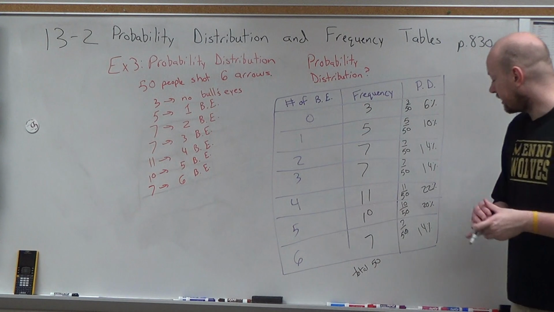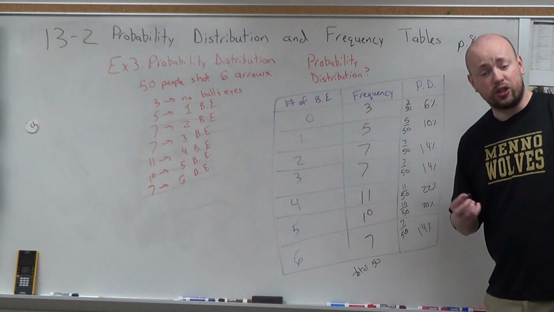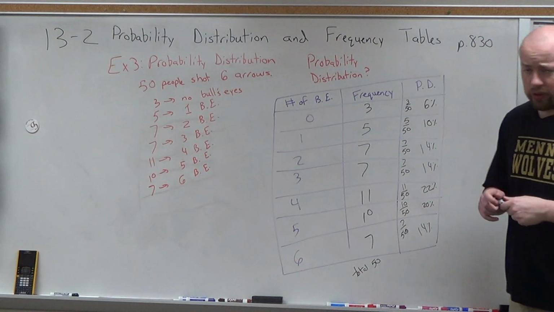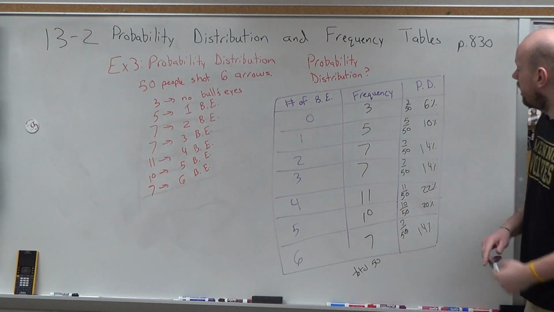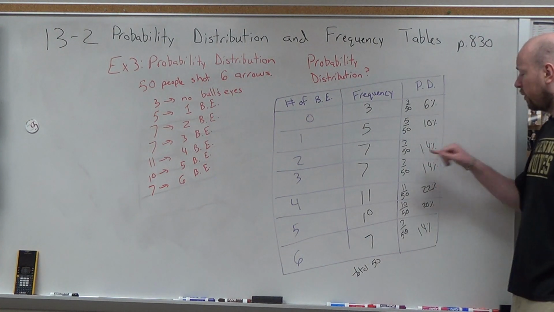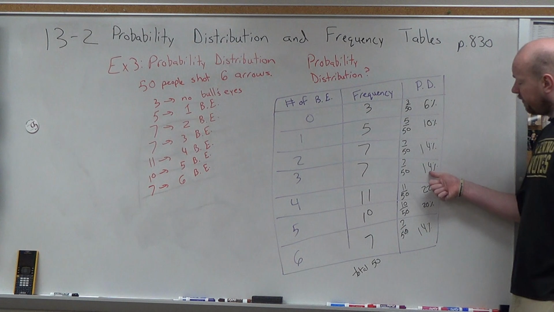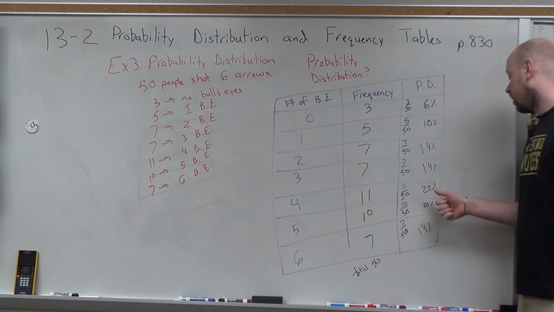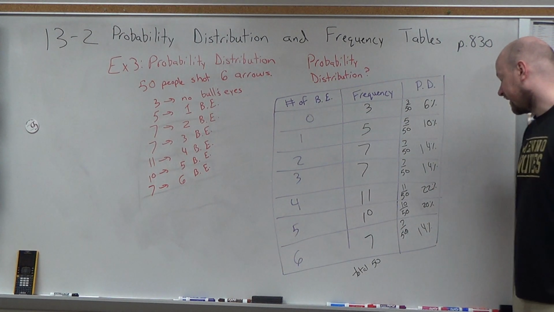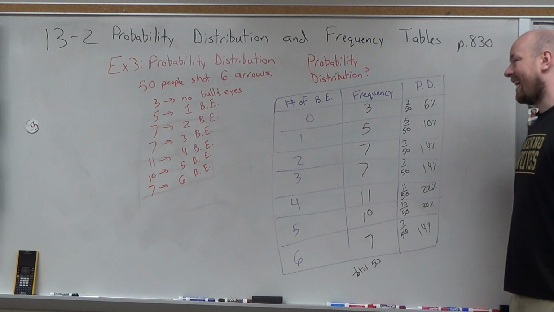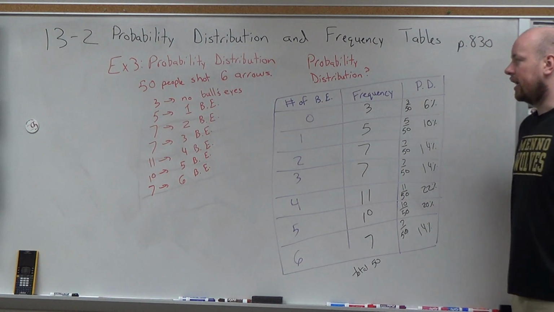Now to double check this, I would just add up all those, and what percentage should I end up with? Well, naturally I should end up with 100. 6 plus 10 is 16, plus 14 gives me 30, plus 14 gives me 44, plus 22 gives me 66, plus 20 gives me 86, plus 14 gives me 100.